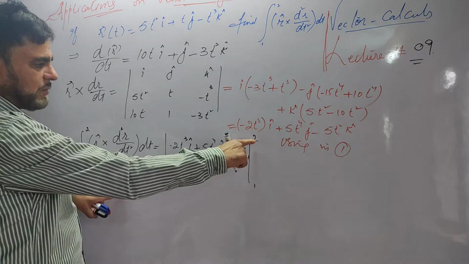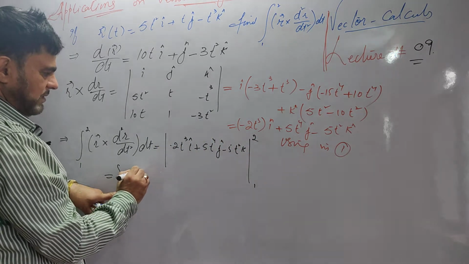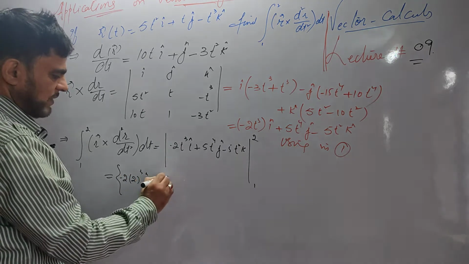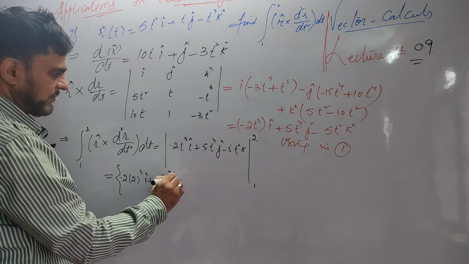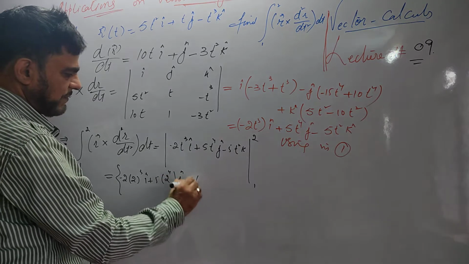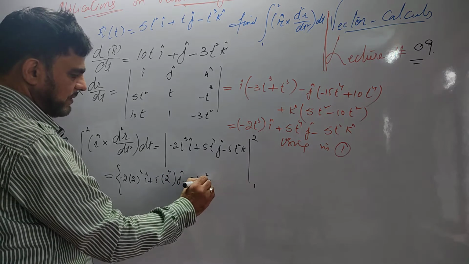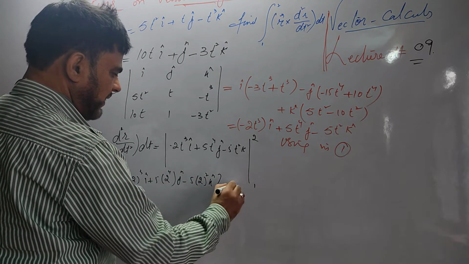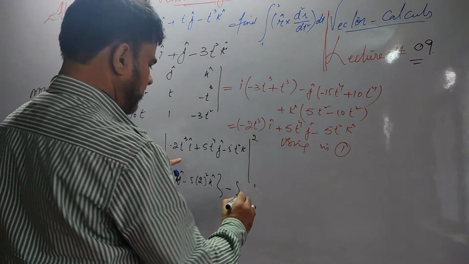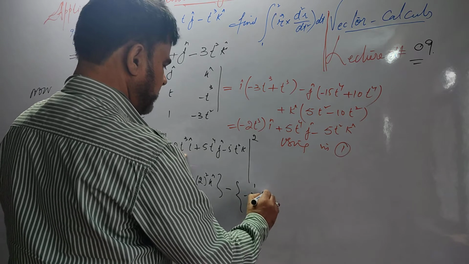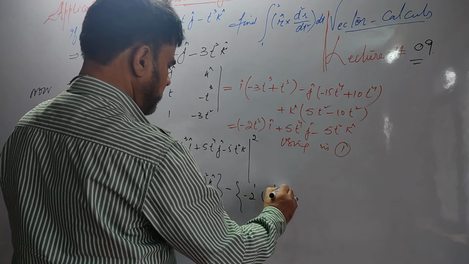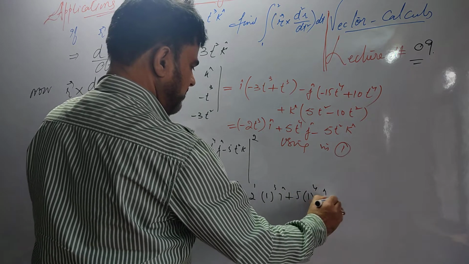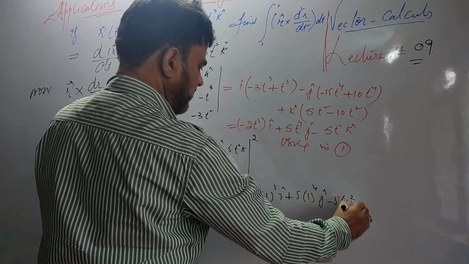When you give the value to this, it is minus 2 times 2 cube i plus 5 times 2^4 j minus 5 times 2 square k, then minus, give the lower limit now, minus 2 times 1 cube i plus 5 times 1 raised to power 4 j minus 5 times 1 square k.